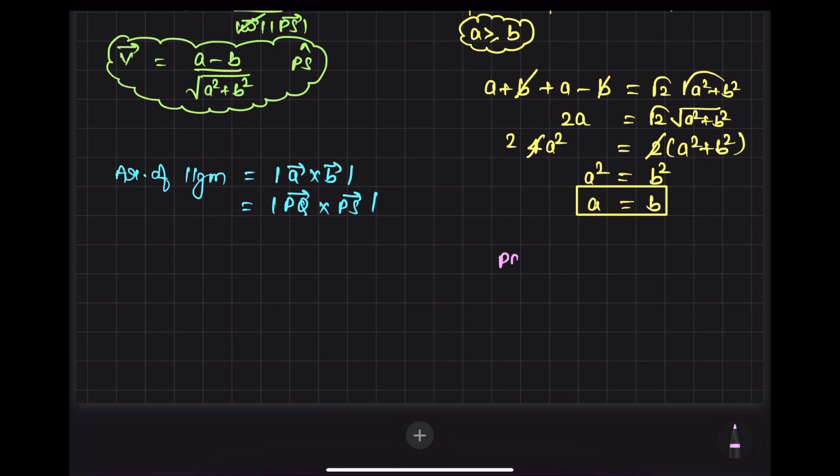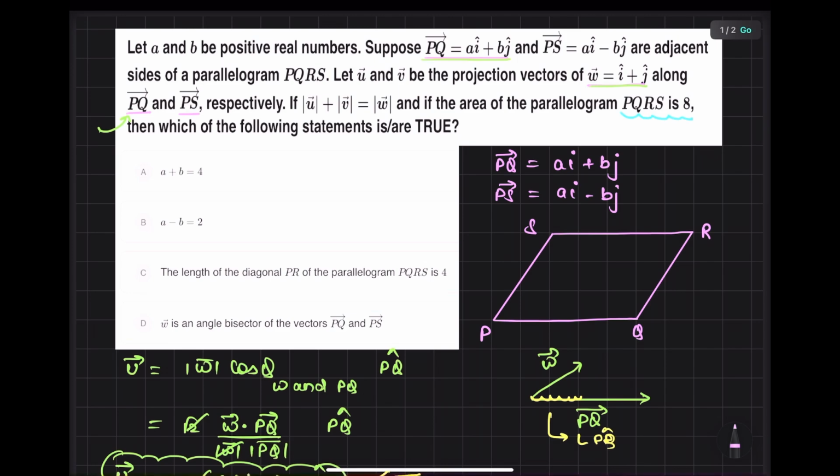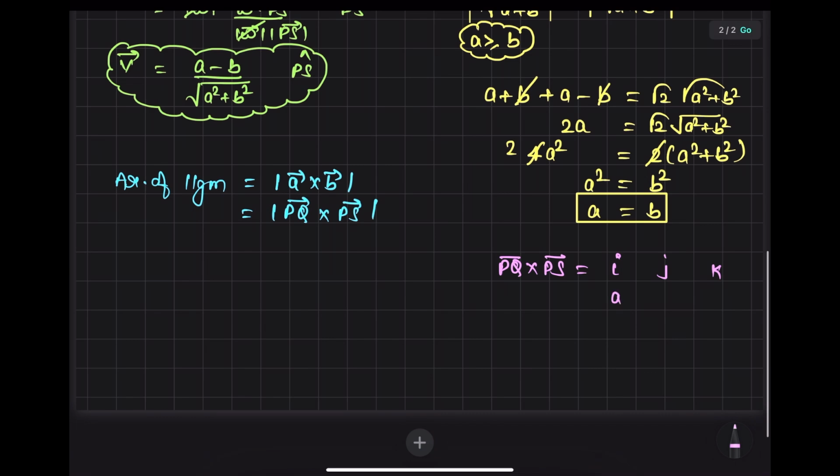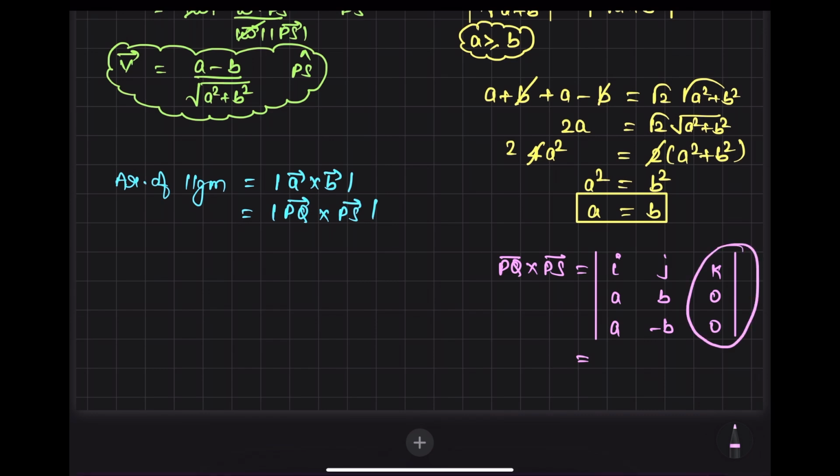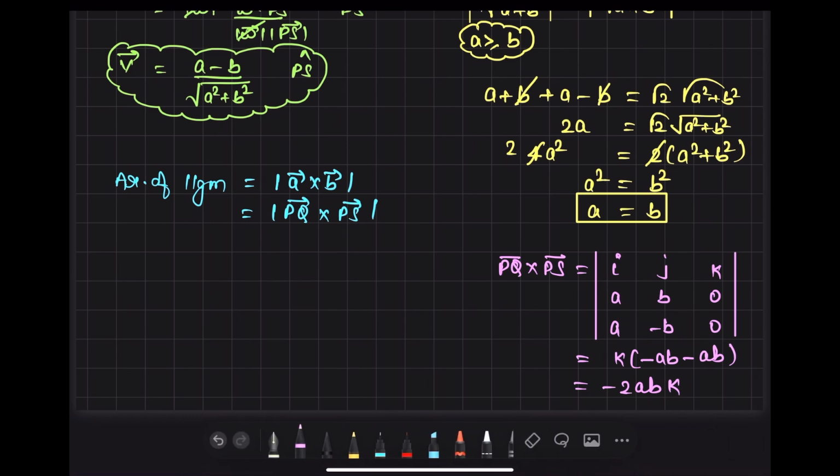Okay, so we have PQ cross PS equals the determinant of i, j, k, and where is the PQ vector? Yes, PQ vector is a, b, 0, and PS vector is a, minus b, 0. Now we'll open this determinant along this column. So we got k times minus ab minus ab, so we got minus 2 times ab k. So the magnitude will become 2ab.